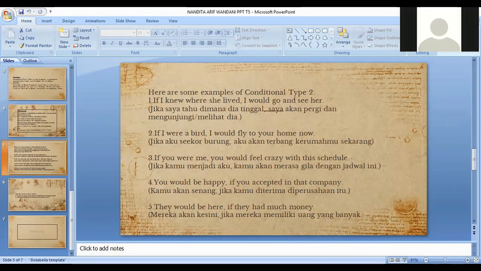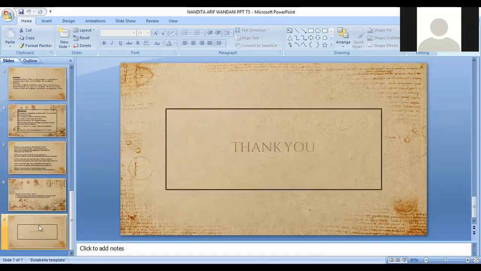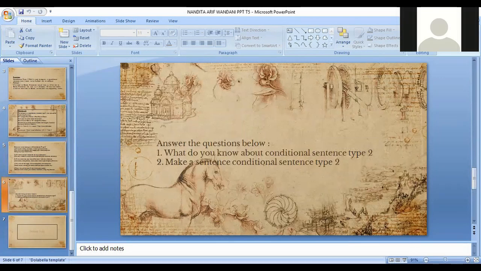Okay guys, now answer the questions below. Number 1, what do you know about conditional sentence type 2? Number 2, make a conditional sentence type 2. Okay guys, please answer my question.